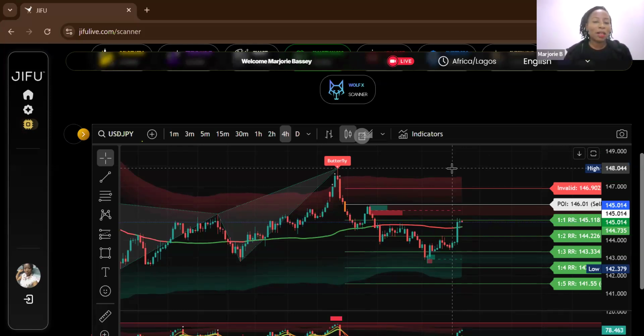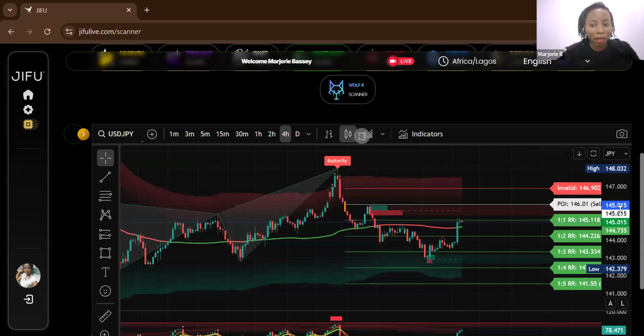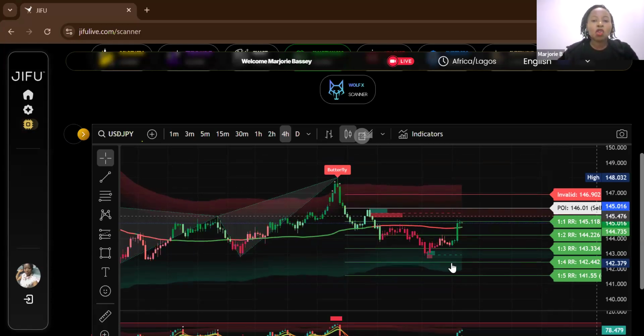So it simply means that this scanner is capable of generating trade entries that are valid, but what makes it a Smartmonics trade idea is when that trade entry has the harmonics pattern in it. So that's the second part of it.